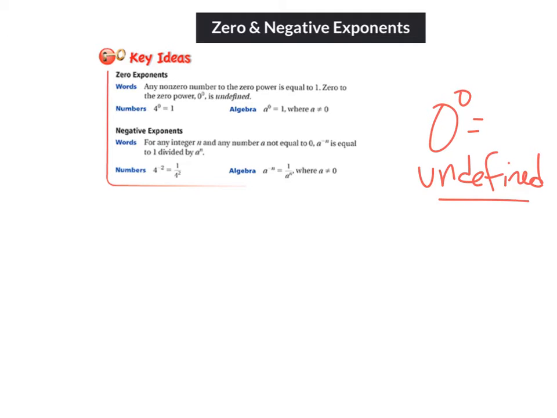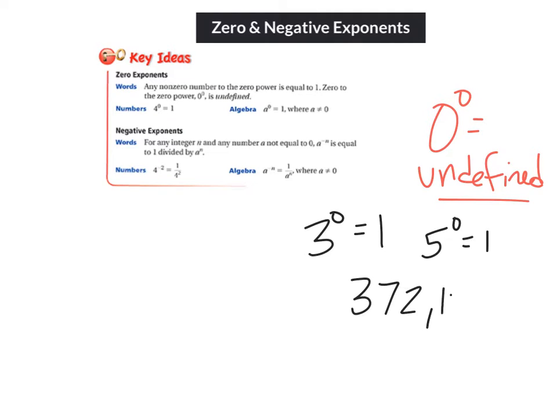But other than that, anytime you have a whole number, 3 to the power of 0 equals 1. 5 to the power of 0 equals 1. 372,123 to the power of 0, 1. Okay? So if you ever see to the power of 0, the answer is 1. Write that in your journals.